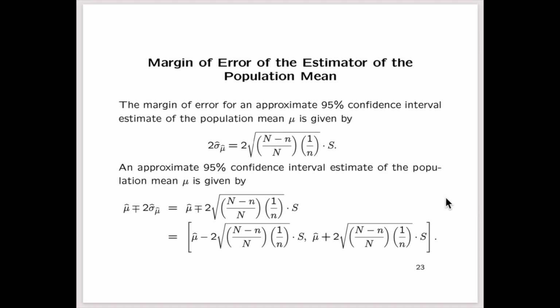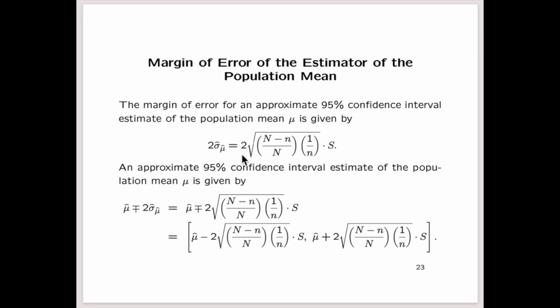All right, next what we're going to do is to calculate the margin of error associated with the estimator of the population mean. And we're going to use this approximation where instead of using, say, a z-value of 1.96 for a 95% margin of error, we're going to just round that to 2, right? So we talked about that in a previous lecture video, and this is where we're going to start utilizing this approximation. So the margin of error for an approximate 95% confidence interval estimate of the population mean mu is given by twice the estimated standard error of mu hat.